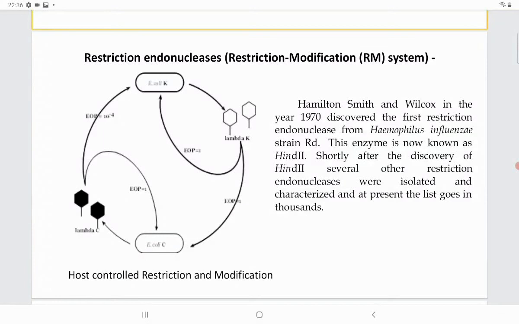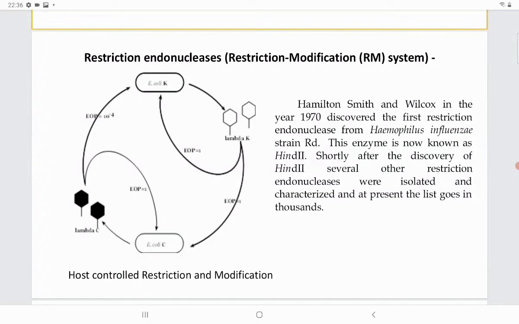DNA. So now let us talk about the enzyme. The most important enzyme is the restriction endonuclease, and we call it restriction modification system because this is a system which helps to modify as well as to restrict the entry of a foreign DNA, so that that particular DNA will either successfully replicate within the host cell or will be eliminated by the restriction system.